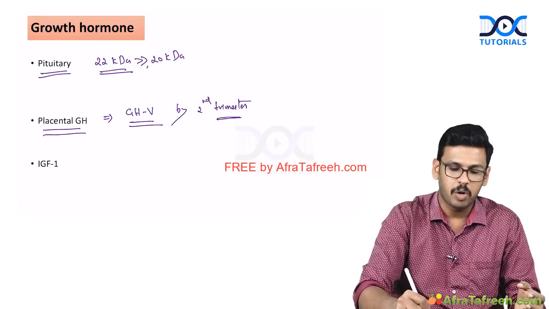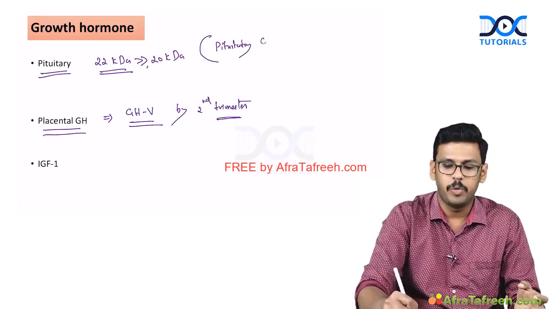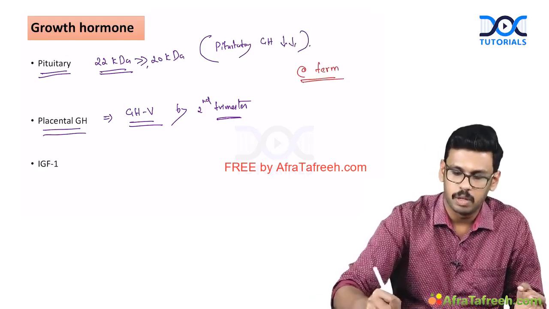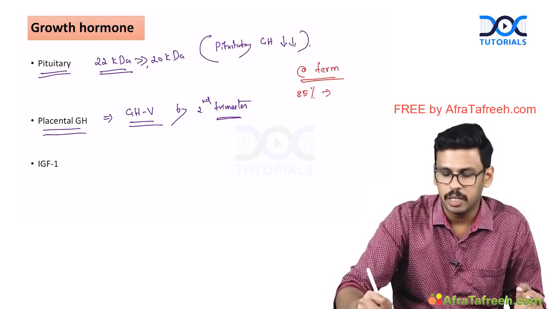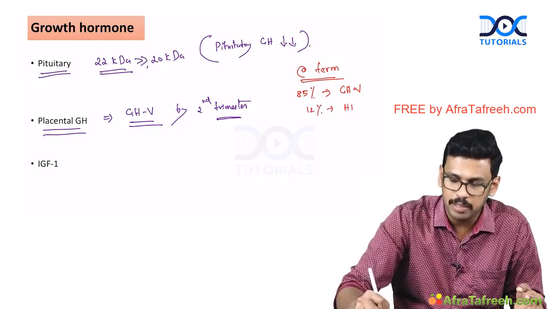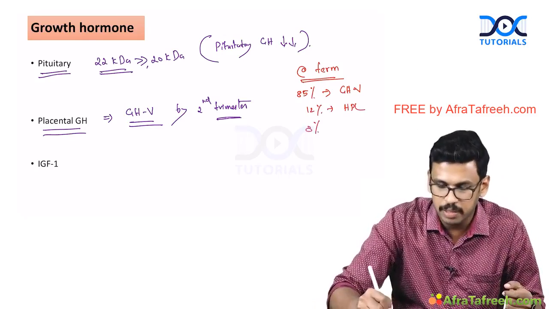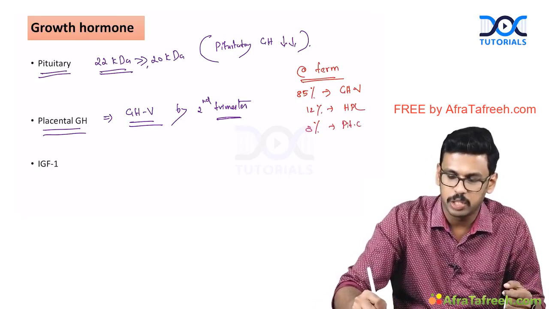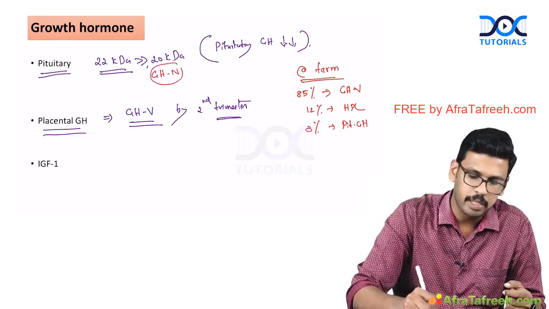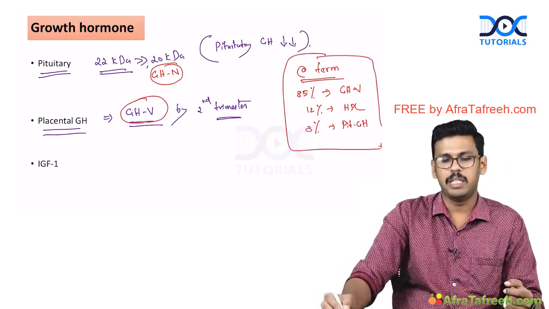So, from second trimester onwards, the pituitary GH levels decrease. So that at term, 85% of GH activity is from the placental variant, 12% from human placental lactogen, which also has a growth hormone-like activity, and only 3% is from the pituitary GH or the GHN. The pituitary GH is called GHN and the placental GH is called GHV. So that is what is happening during pregnancy to the GH axis.